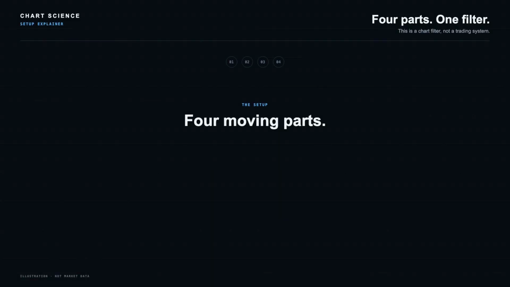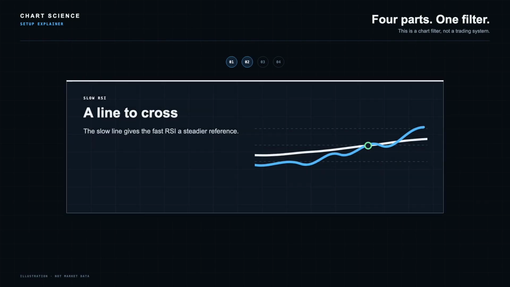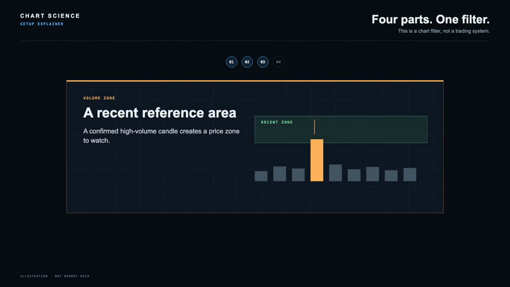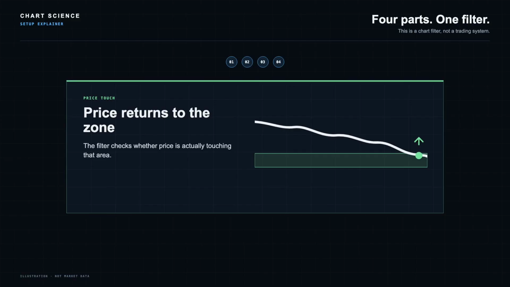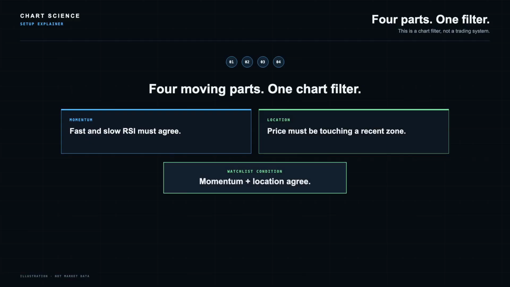The setup has 4 moving parts. A fast RSI watches short-term momentum. A slow RSI gives it a second line to cross. The script marks zones around confirmed high-volume candles. Then it checks whether price touches one of those zones. When the filter is on, the script wants both momentum and location to agree. That is the whole idea. It is a chart filter, not a complete trading system.